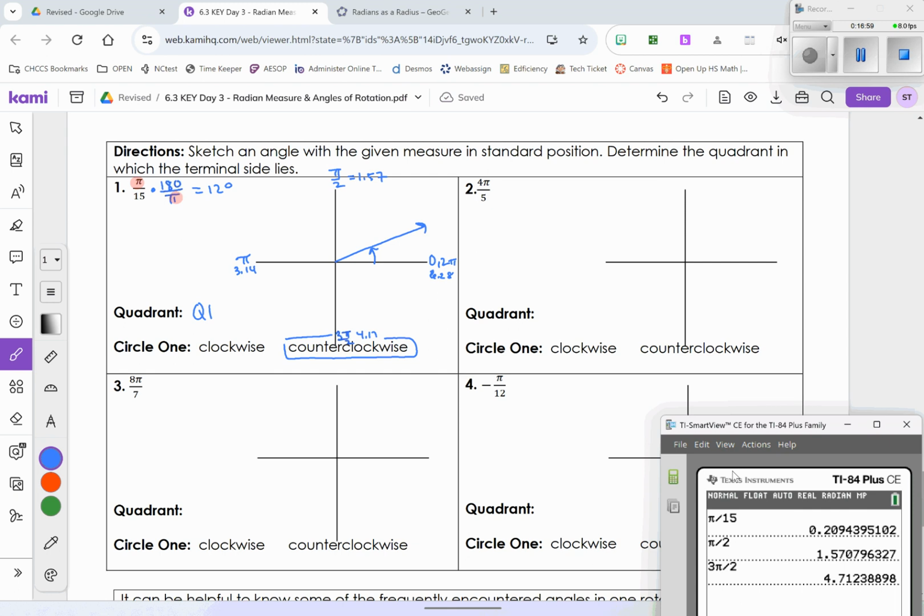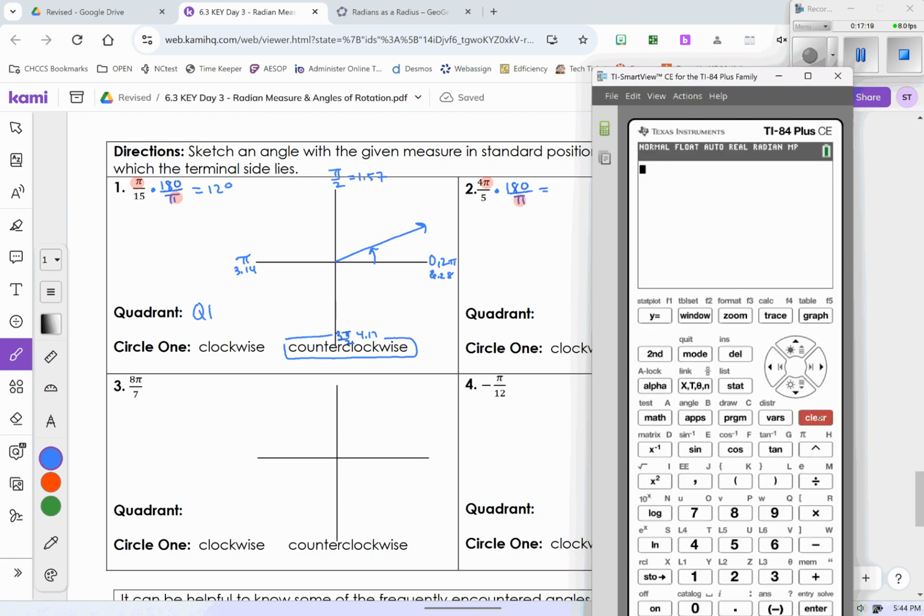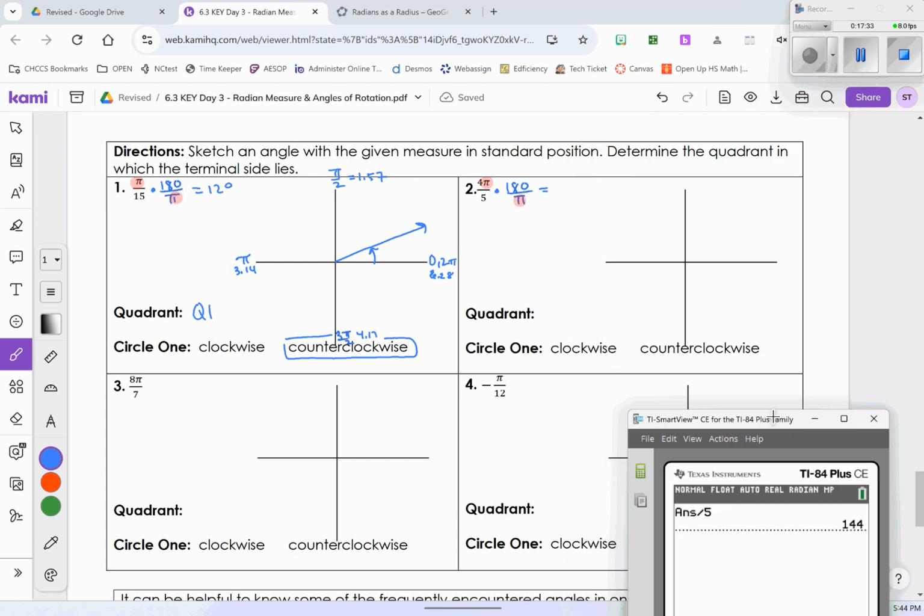So looking at the next one, 4 pi over 5, I know it's going to be in quadrant 2. And if you're unsure, multiply this by 180 over pi. So if we cancel out the pi's, we get 4 times 180 divided by 5. And again, if you have a hard time with this, you could always resort to your calculator. 4 times 180, enter, divide that by 5. Notice then we would get, this is equal to 144 degrees.